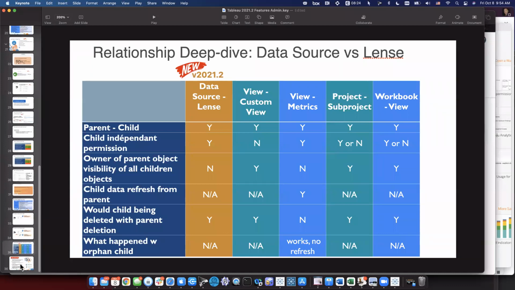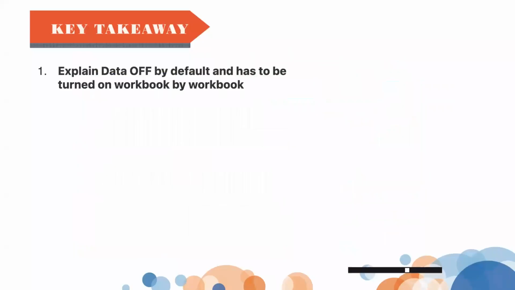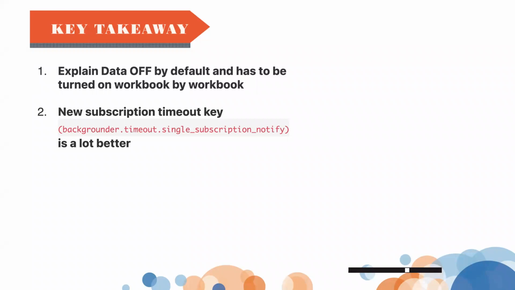I'm going to just show a quick takeaway and answer your questions. Explain Data is beautiful, but is off by default and has to be turned on by workbook owners, workbook by workbook. Be aware. Even if you upgrade your server, it's off. New subscription timeout key, I love it. A lot better than the older ones. But be aware there are a few other things that control that as well.